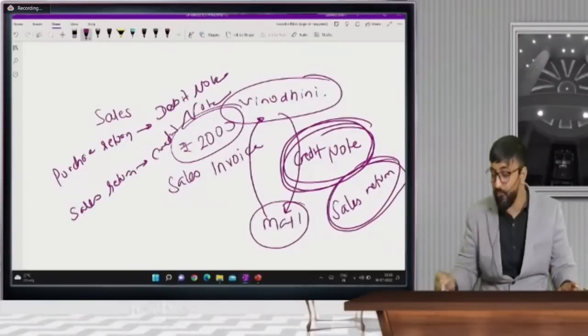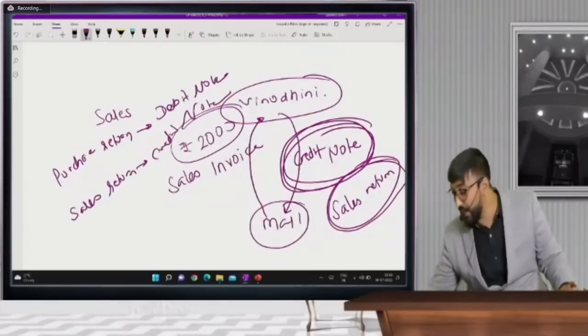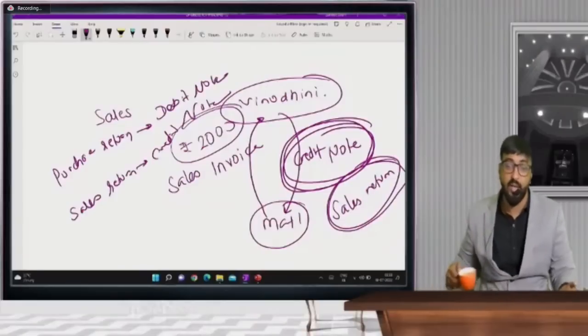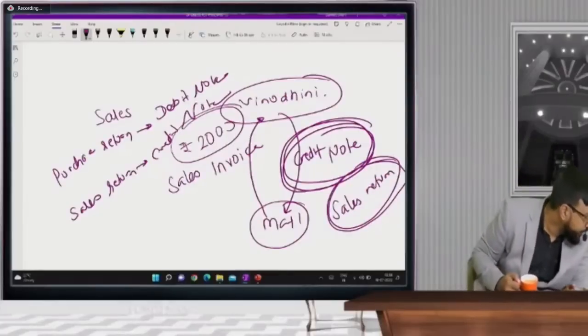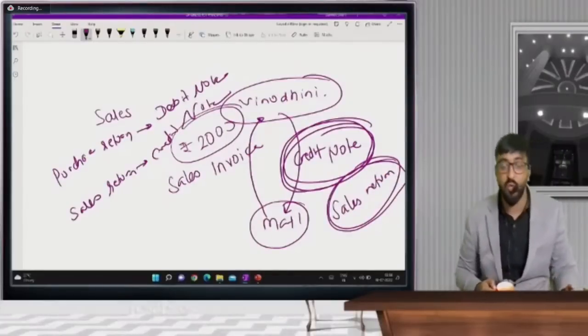In case of purchase return, you have to retain this in your mind. What is purchase return and what is sales return? Come on, fast. Purchase return, which note, and sales return, which note? Yes, I know you are getting all these concepts because you all are very, very intelligent students.